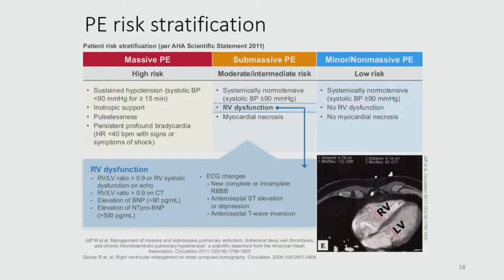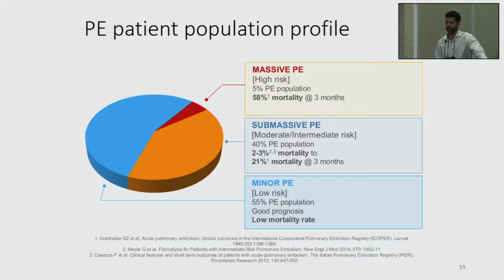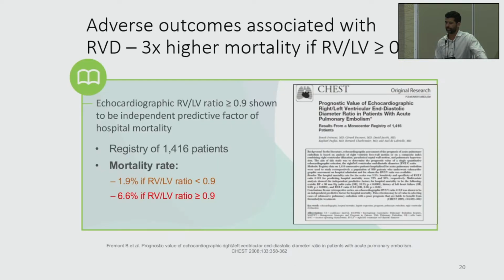And RV dysfunction is a good marker for if these patients require treatment. You look at the size of the right ventricle and compare it to the left ventricle. If the ratio is greater than 0.9, there's an associated mortality with it, and it's an indication for treatment. So here you have that the submassive PEs are a significant portion of these patients. So you have to watch out.